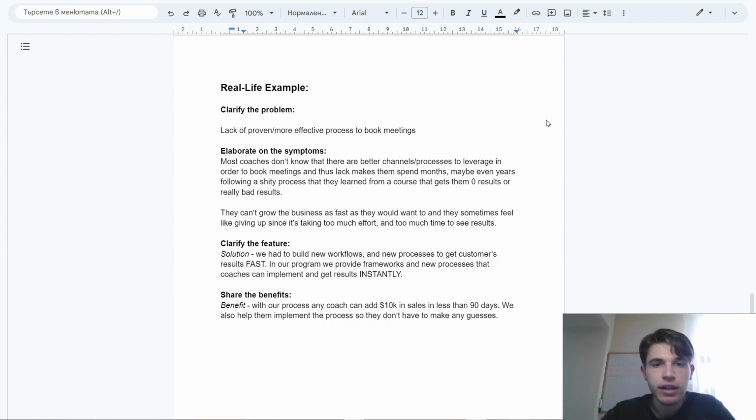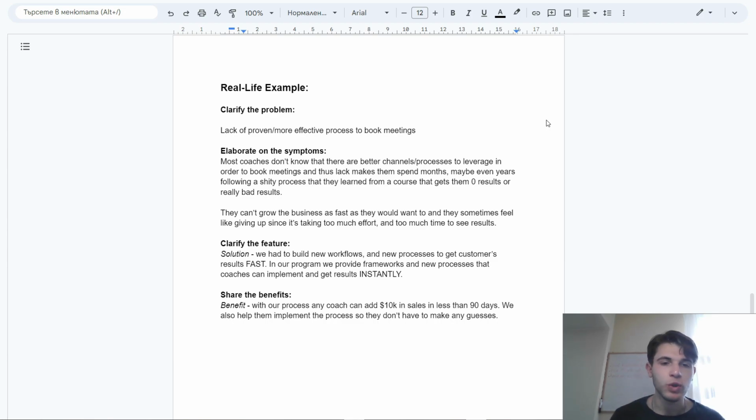And this lack makes them spend months, maybe even years, following a bad process that they have learned from a course that is getting them zero results or really bad results. And they can't grow their business as fast as they would want to, and sometimes they feel like giving up since it's taking too much time, too much effort, and too much money to see results.